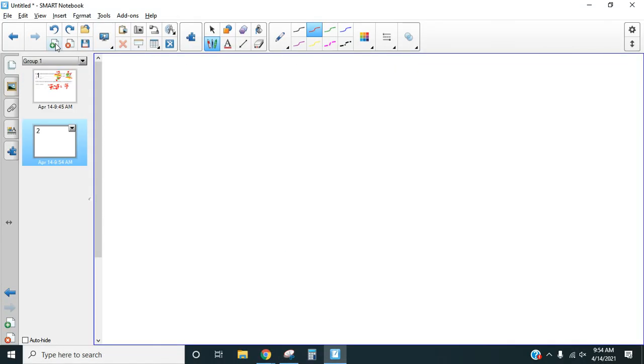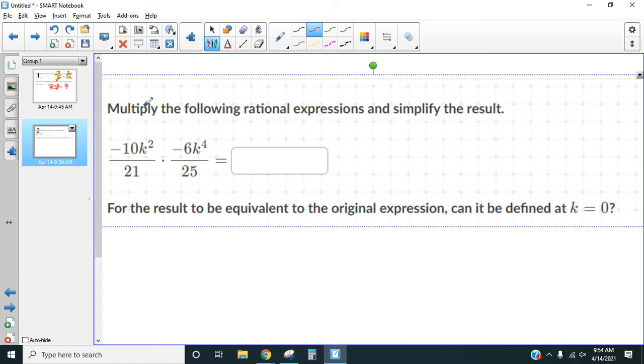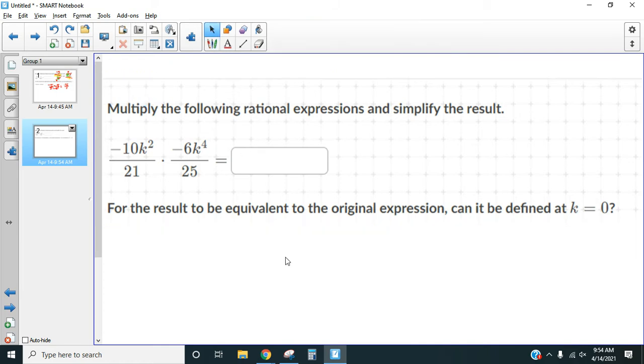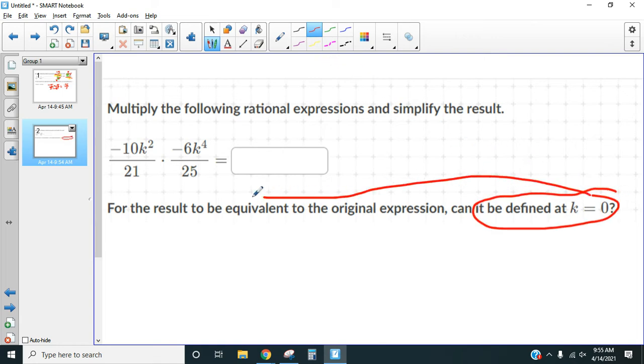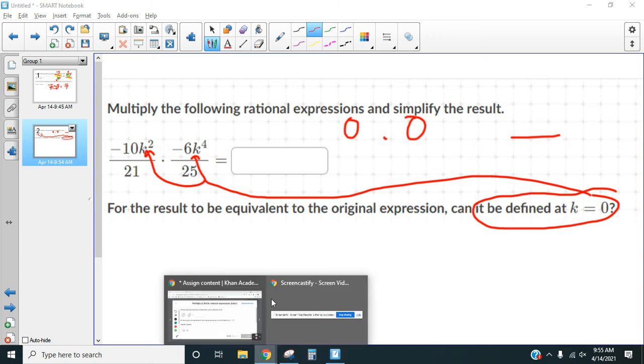Copy this over here real quick. Let's go back and answer the question. So can it be defined at k equals 0? What we're asking is, are there going to be any issues? If we plug in 0 and 0, we'd end up with 0 times 0. That's okay. The issue happens when we have a 0 where? At the bottom. All right, good. So can this one be defined at 0? Yes, it can.